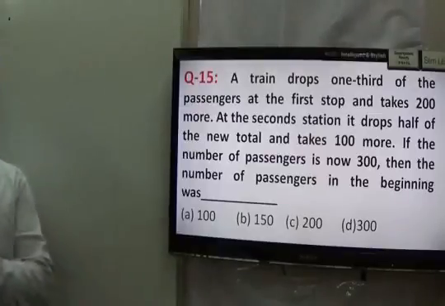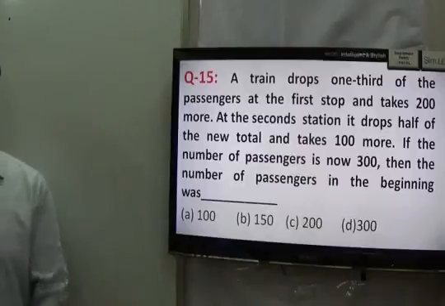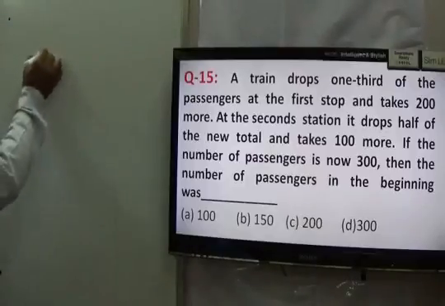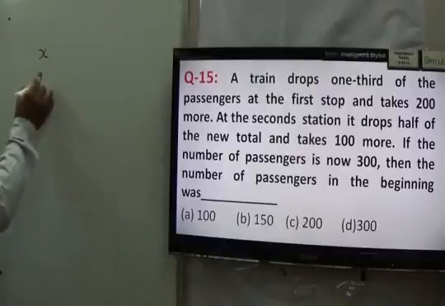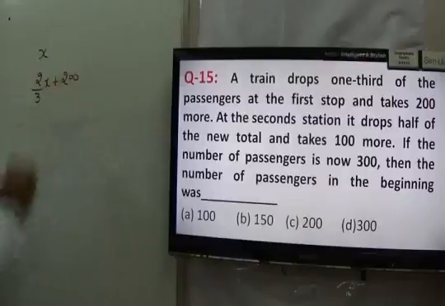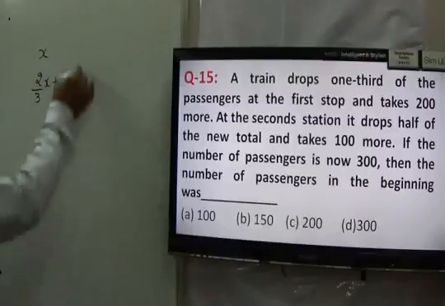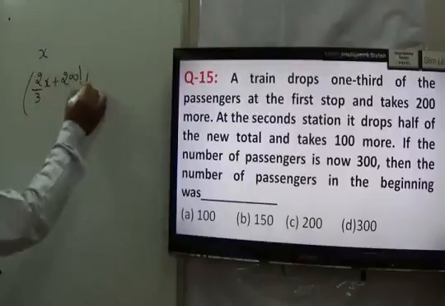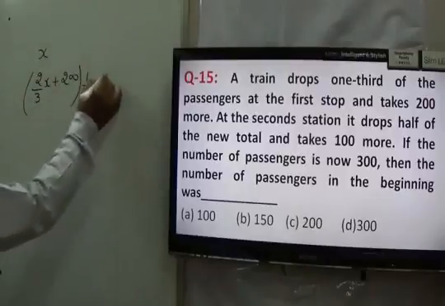A train drops 1/3 of the passengers at the first stop and takes 200 more. It means originally it has x. It had given 1/3, how much is left? 2/3. And it has taken 200 more passengers. At the second station, it drops half of the new total. If it drops half, how much is left? Half, and takes 100 more.